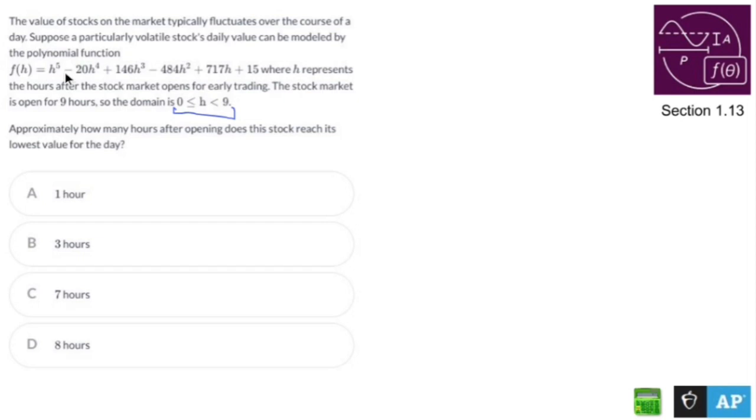So I don't know what this looks like. It's a quintic. So at some point, I'm expecting this to happen between 0 and 9. And what I'm going to do is throw that in my calculator and find out what that minimum value is and what it represents in this real world problem.